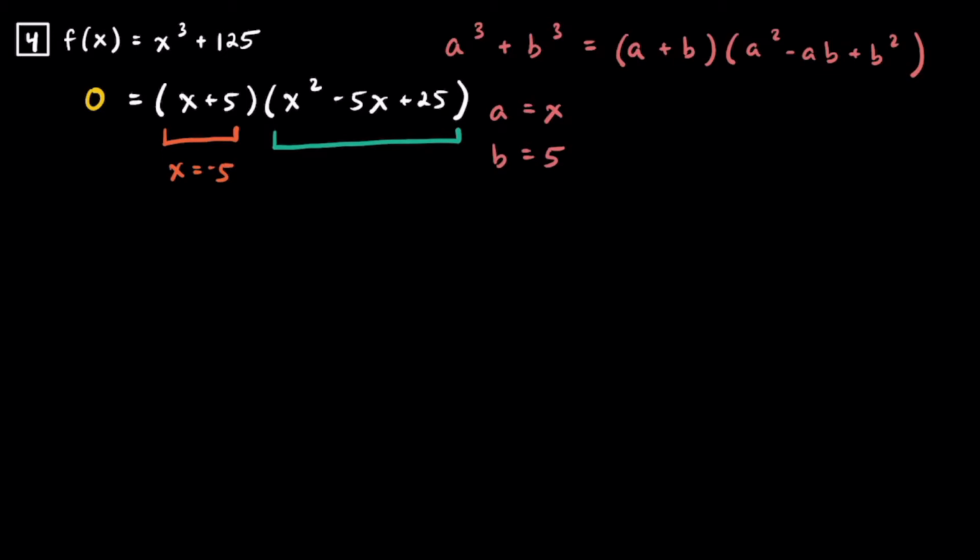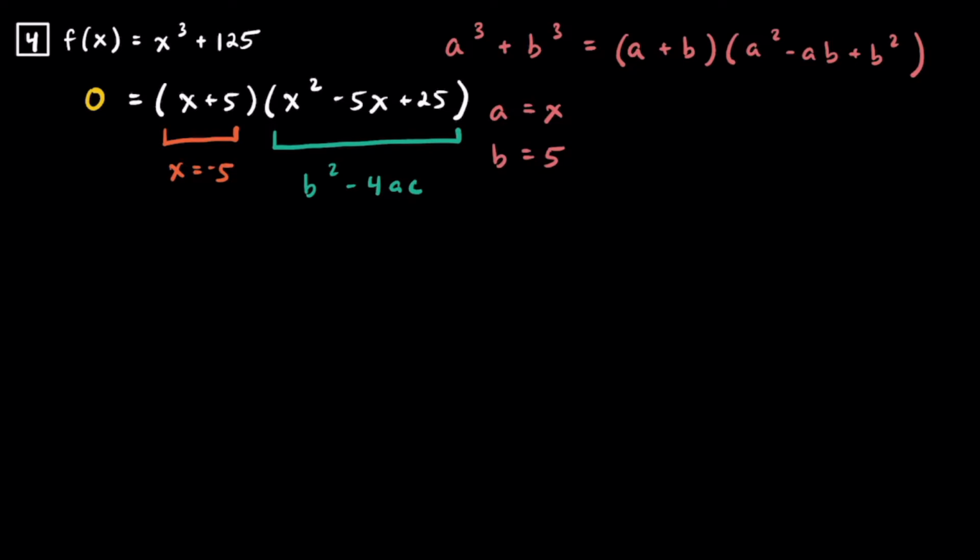Inside this parentheses, you're going to see that this is a quadratic, but this part isn't factorable. To know that for sure, you can go ahead and use the discriminant, or b squared minus 4ac, and if this value is positive, you would have two real solutions. If it was equal to 0, you'd have one real solution, and if it was negative, you'd have two imaginary or complex solutions.